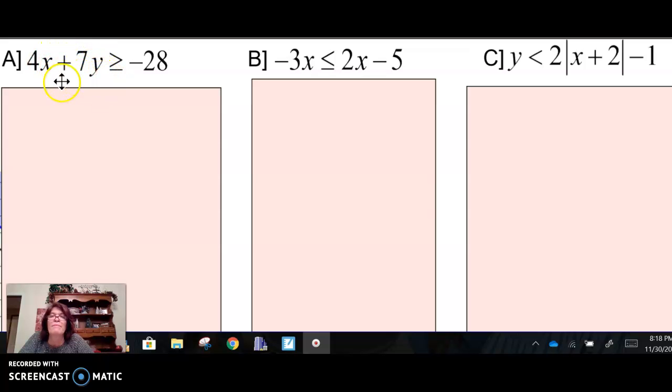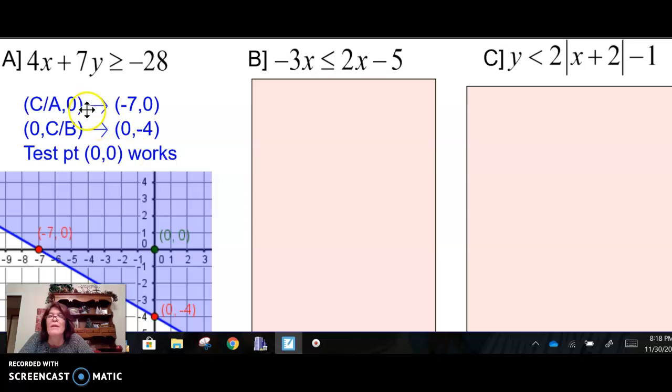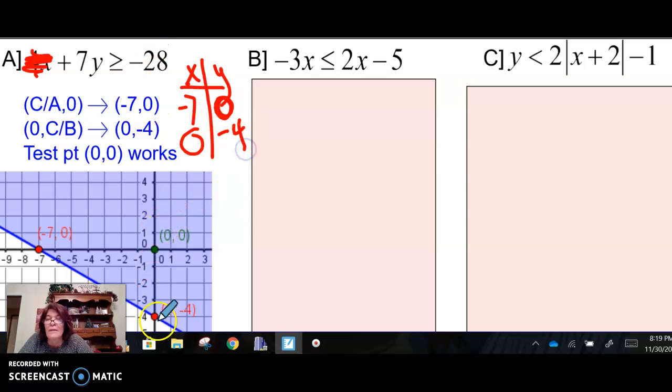This one I would do with the intercept method. Don't worry about that C over A thing. I'm going to put 0 in for Y. 4 times X equals -28. Divide by 4. -28 over 4 is -7. So I know that -7, 0 is a point. And then I would graph the other intercept. So I'm going to put 0 in for X. 7y equals -28. Divide by 7. And I get -4. Okay?